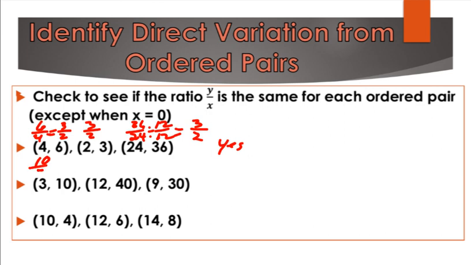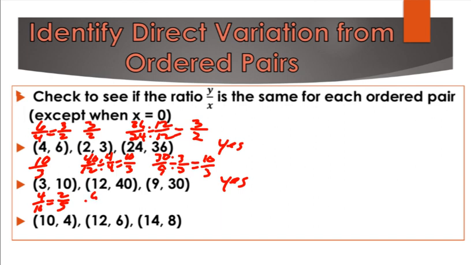Next one, we got 10 divided by 3 is 10/3. 40 divided by 12, I can divide this by 4/4. That gives us 10/3. 30 divided by 9, divide this by 3/3. That gives us 10/3. So yes, this is direct variation. Last one, you got 4/10, which is the same as 2/5. 6/12 is the same as half, and 8/14 is the same as 4/7. They're all different, so no, that's not direct variation.